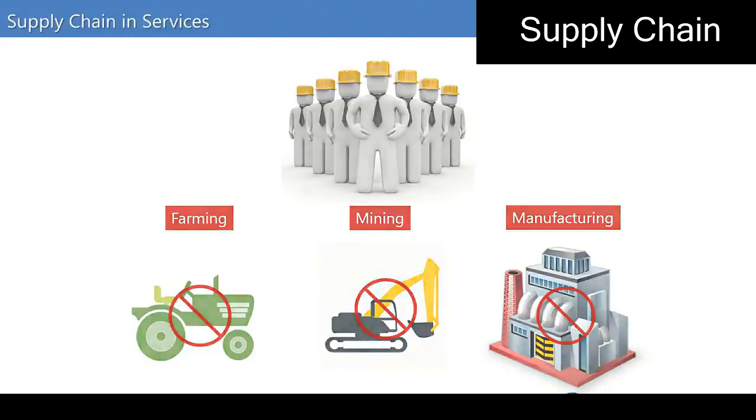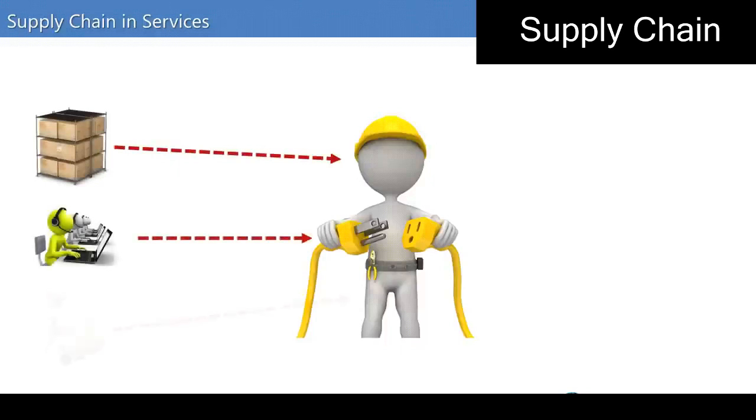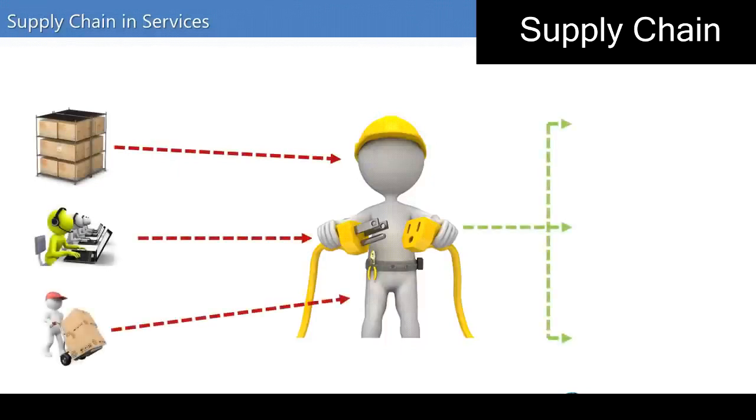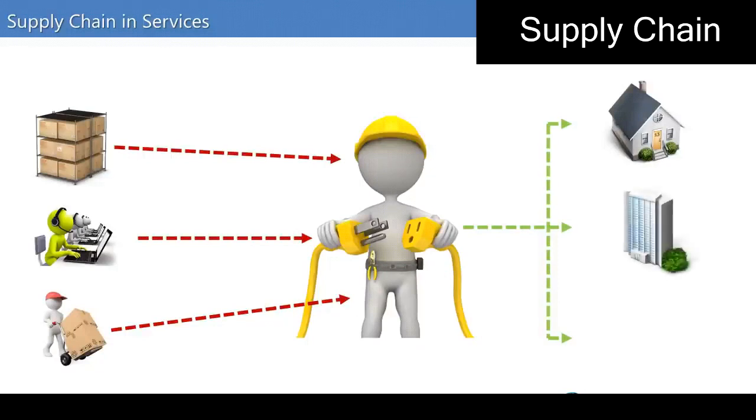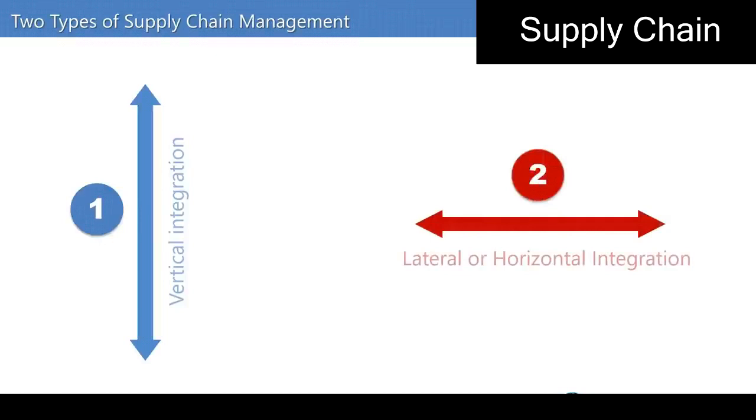Below exhibit illustrates the supply chain of an electric utility. It receives products, services, and supplies, and dispenses its services to home customers, commercial customers, and to other utilities. Firms generally pursue one of the two types of supply chain management: vertical integration and lateral or horizontal integration.